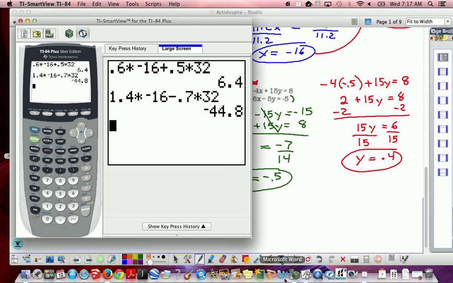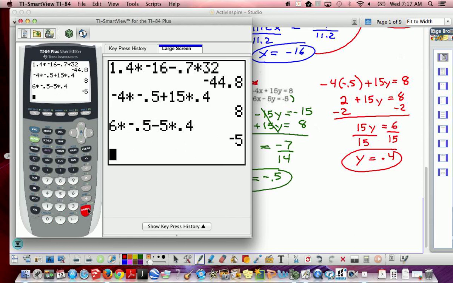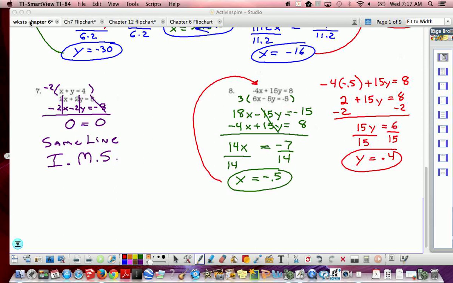So let me just do a quick check, make sure everything is a-okay. So -4 gets multiplied by -0.5. I'm adding 15 times 0.4. That does give me 8. Do the other one. 6 times -0.5 minus 5 times 0.4. Hit enter. Does it give me -5? It does. I know now all my answers are right on this worksheet. Good job. We are done with this video.